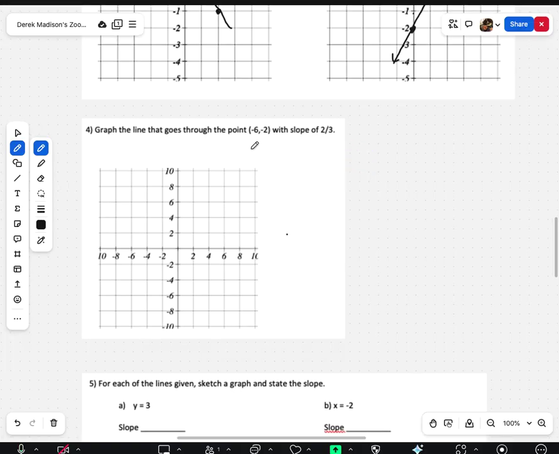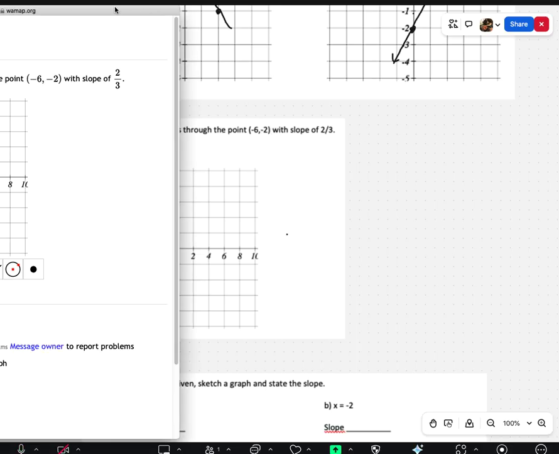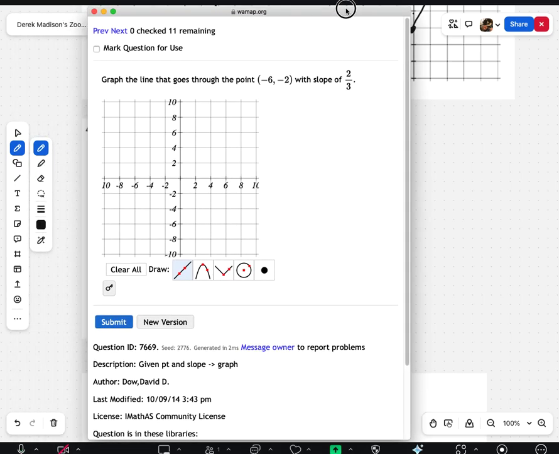This next one is a bit more of a bummer, and it's because the graph is again counting by 2's instead of counting by 1's, which would make this 2/3 a lot easier to graph. I have it right here from the homework. So I'll show you how this would look just in terms of doing the input.